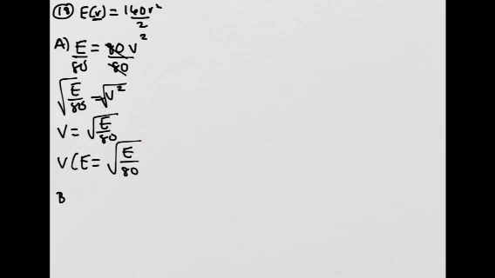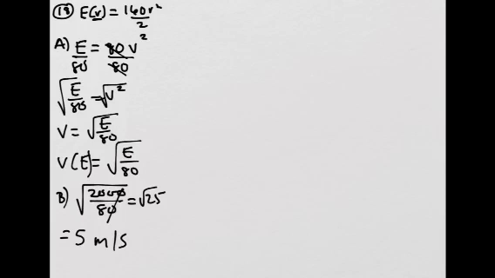Okay, and for part B, they want you to evaluate at, what is it, at 2,000. If the energy, oops, forgot the parentheses, is 2,000. Okay, so I can reduce by 10, so I have that, and 200 over 8 is 25, so this is square root of 25, so then that gives me 5, and V is velocity, so it's meters per second.